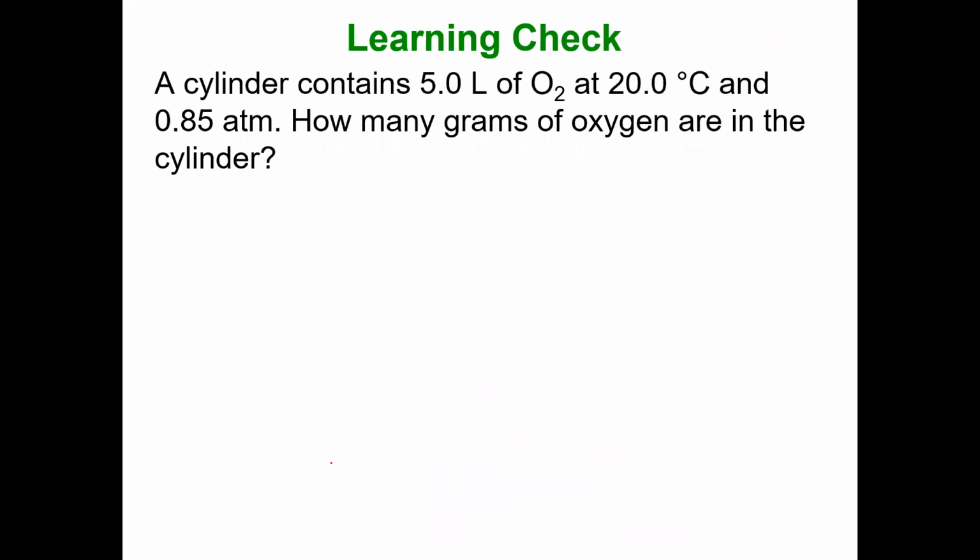So let's apply this again. A cylinder contains 5 liters, and that essentially is volume, of O2 at 20 degrees Celsius. Here's my temperature. And 0.85 atmospheres. There's my pressure. How many grams of oxygen do I need? Okay, I have 3 of the 4 parameters, pressure, volume, and temperature, but I want grams. What I can do is solve for moles and go to grams using molar mass. The reason why I can do that is they tell me that this is of oxygen gas.